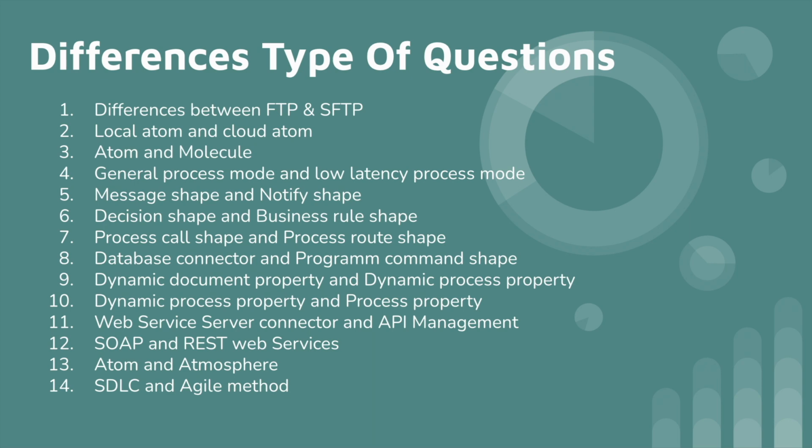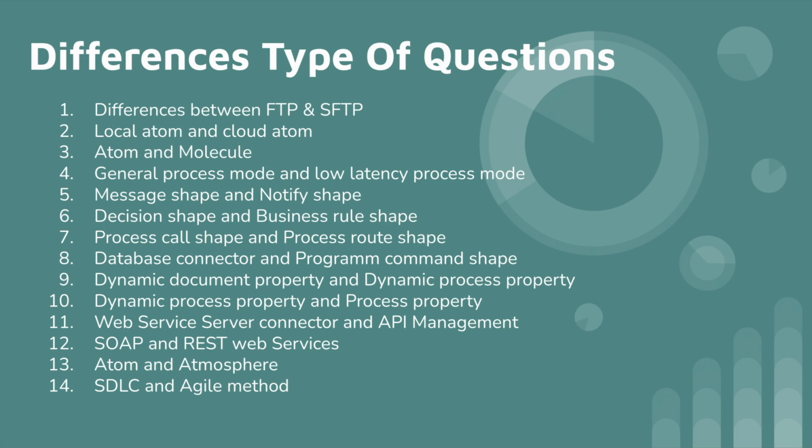And coming to next, we have differences between local atom and then cloud atom. So for this question, you have to answer first of all what is atom and then types of atoms and then differences between the local atom and then cloud atom. I have provided some detailed explanation of these atom differences of local atom and then cloud atom. So please go and check it out.